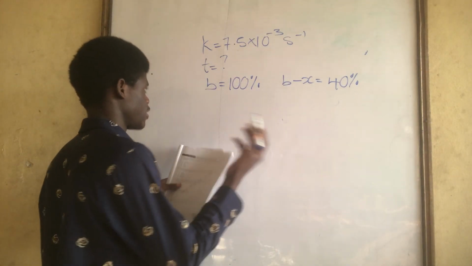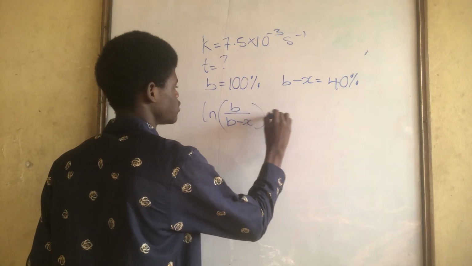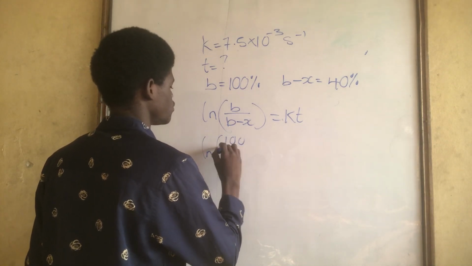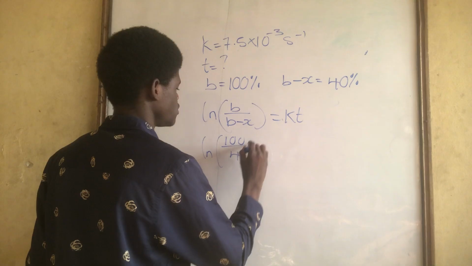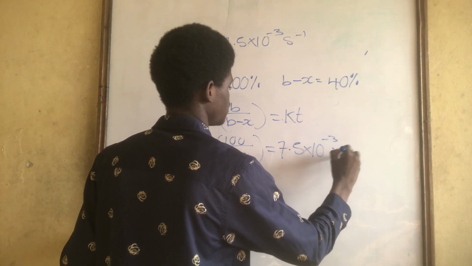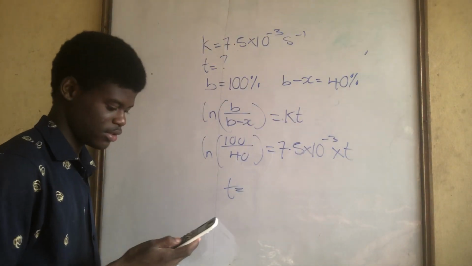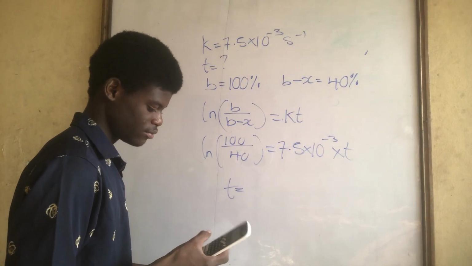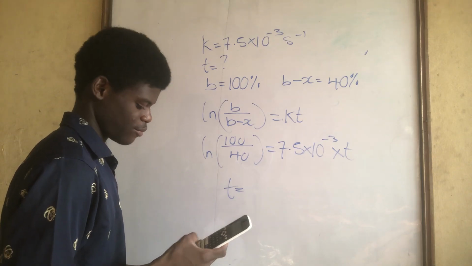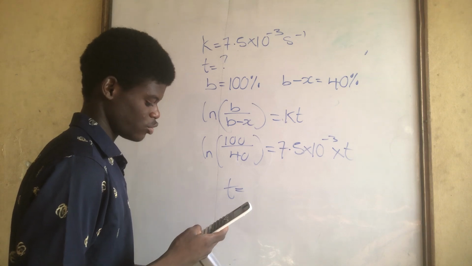So we find the time. As a first order reaction, we're just going to use our normal formula, ln B over B minus X equals Kt. Then plug in our values. B is 100, B minus X is 40, equal to K, which is 7.5 times 10 raised to the power minus 3, times time. If we solve for time, here's my calculator. I'll be doing ln of 100 over 40, all divided by 7.5 times 10 raised to power minus 3.